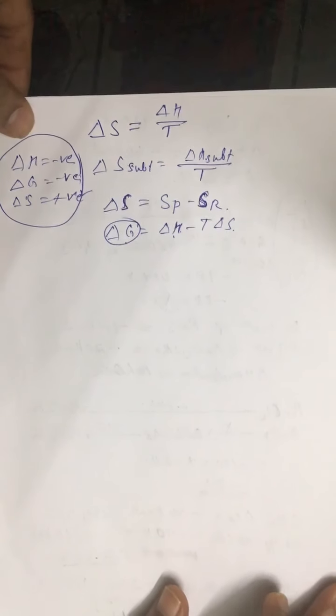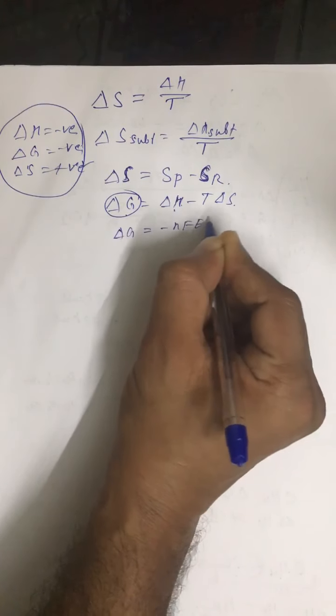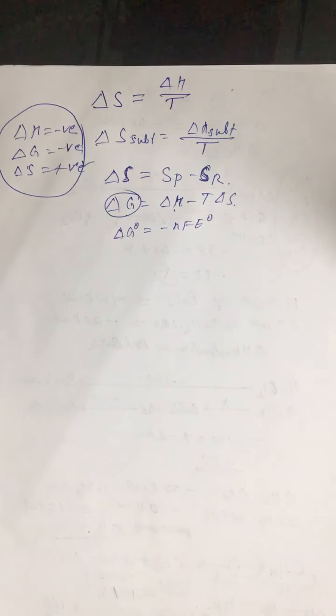And then, on the basis of ΔG, there are many other relations. ΔG° = −nFE°, or ΔG° is equal to −2.303 RT log Kc, etc. On the basis of those relations, you can find out ΔG, or spontaneity of a reaction.